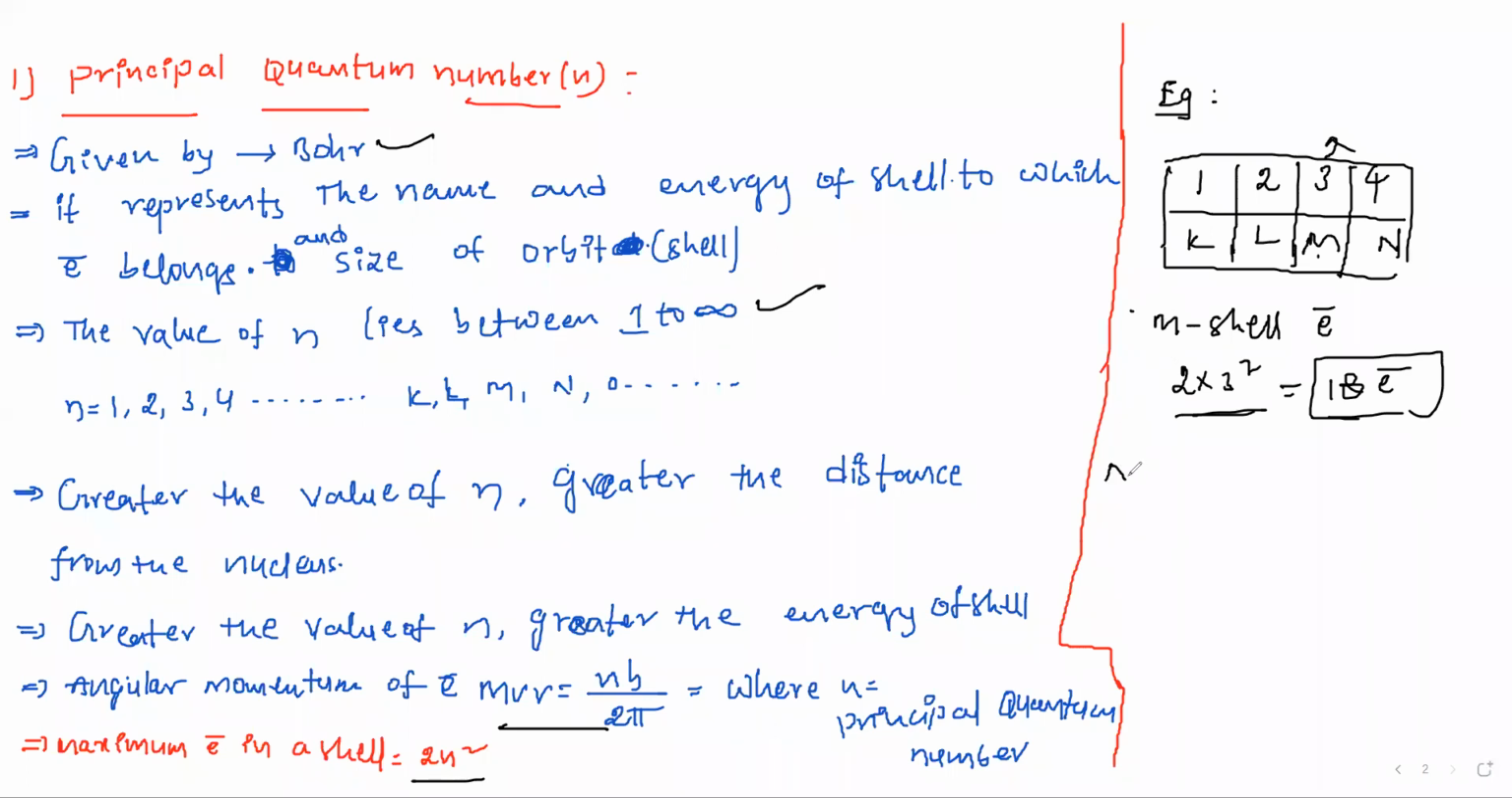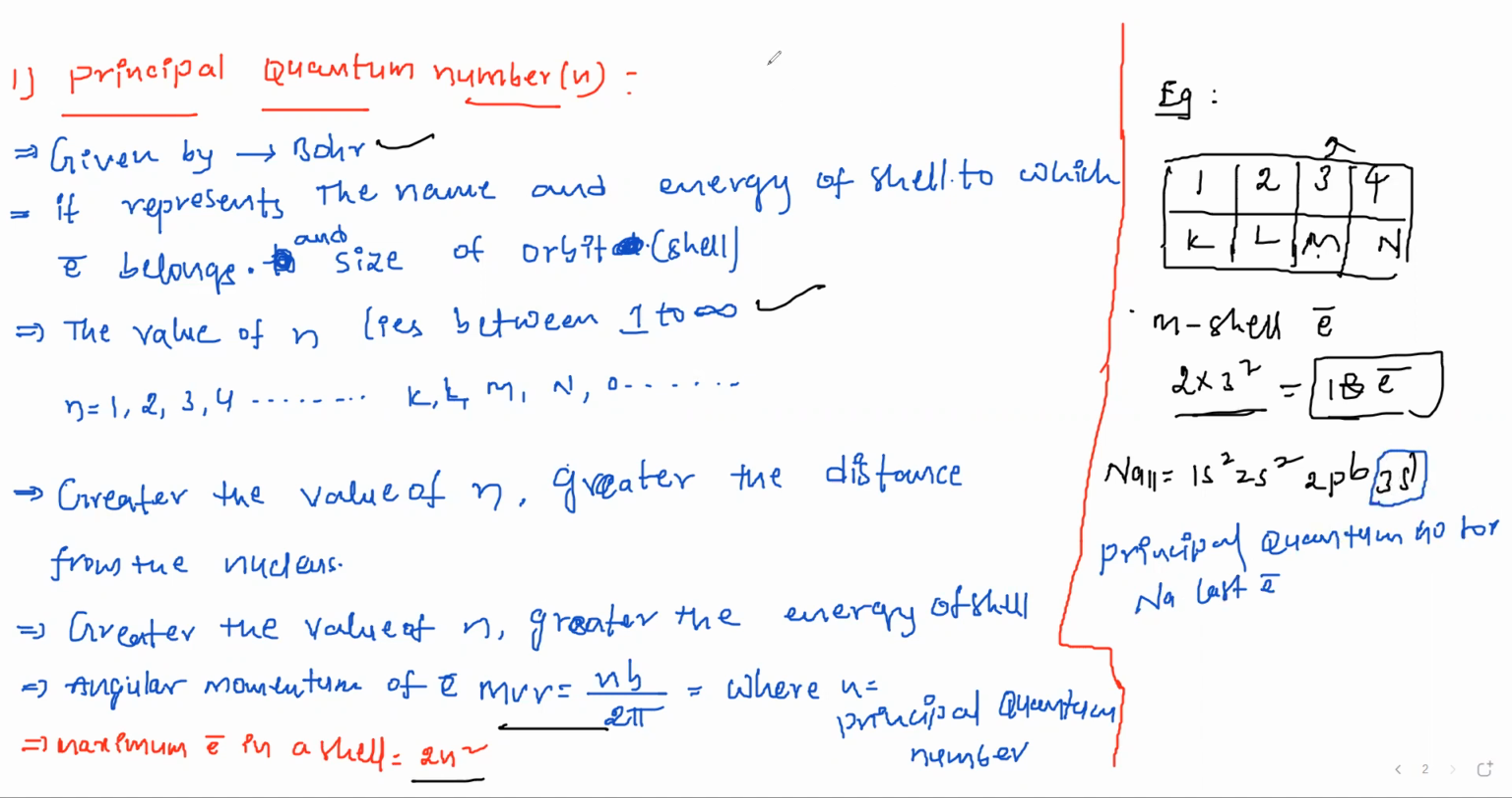And one more, to find the principal quantum number for a particular element. For example, sodium. Sodium atomic number 11, its electronic configuration is 1s2, 2s2, 2p6, 3s1. They may ask the question, what is the principal quantum number for the sodium last electron? The last electron is nothing but this 3s1 only.